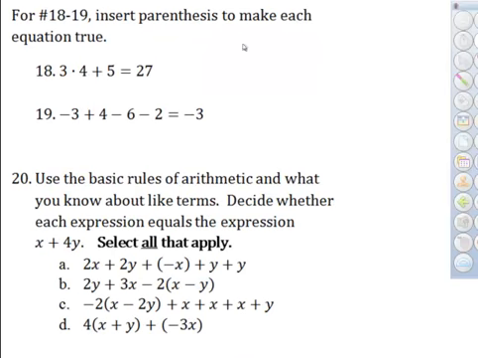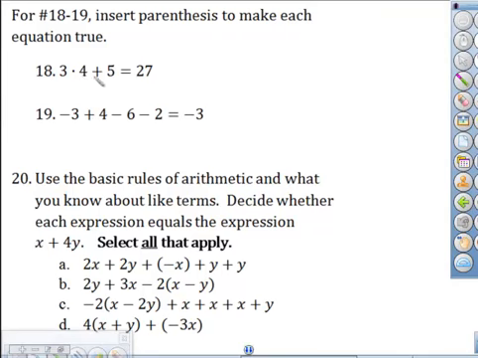All right, insert the parentheses to make each equation true. So right now, 3 times 4 is 12. 12 plus 5 is not 27. So where can we put the parentheses to make this work? Good. Okay, so if we went like this and added these two first and then multiplied, see, that would be 9 times 3, which is 27. Nice job. Okay, what about here?